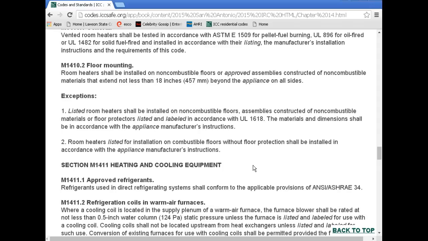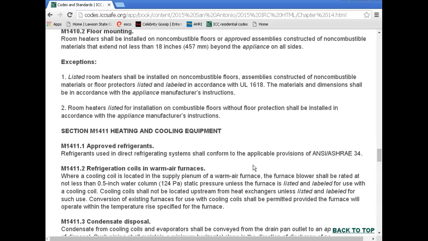So 1411, this is where we're back to it. Before it was what, 14.2? Refrigeration coils in warm air furnaces. Okay. They usually, let's take a look at this.